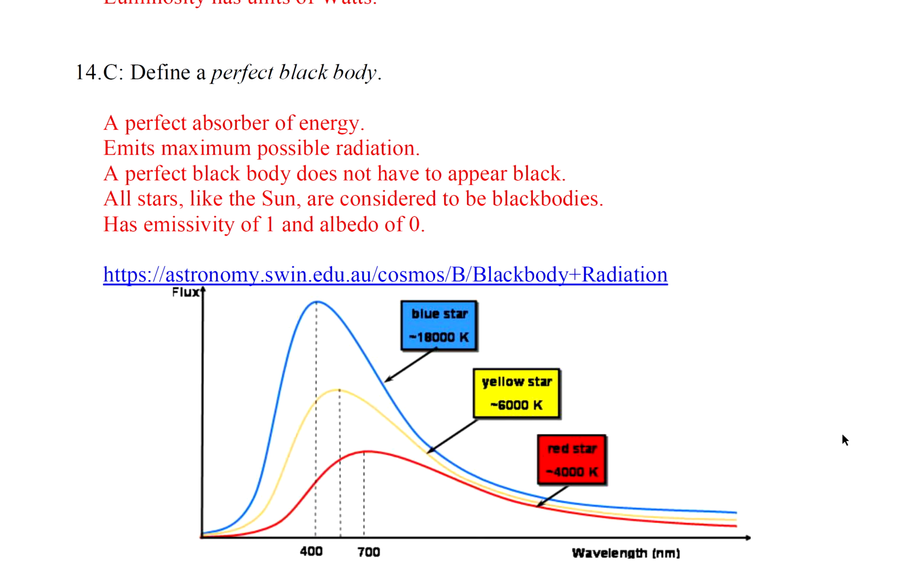Question 14, define a perfect black body. It's a perfect absorber of energy, emits maximum possible radiation, does not have to appear black. All stars like the sun are considered to be black bodies. Has an emissivity of 1 and an albedo of 0. If you forgot what emissivity and albedo is, take a look at a previous worksheet.